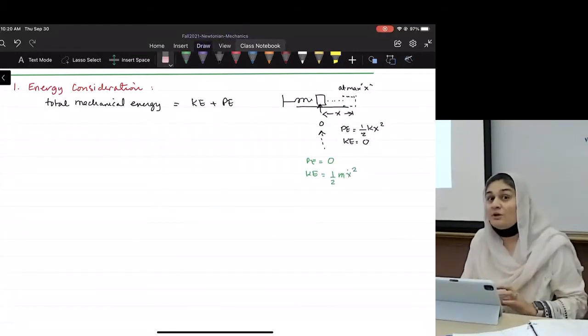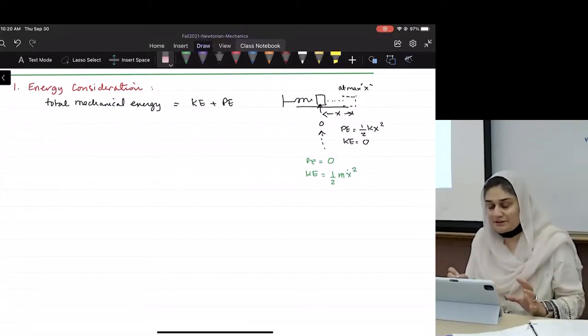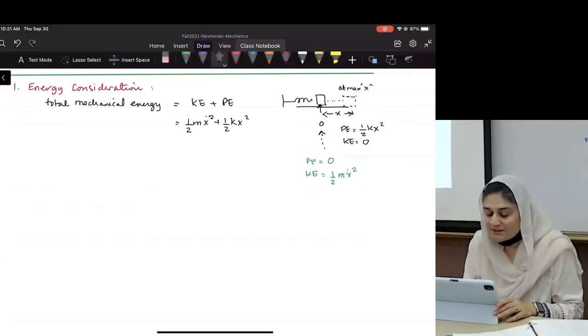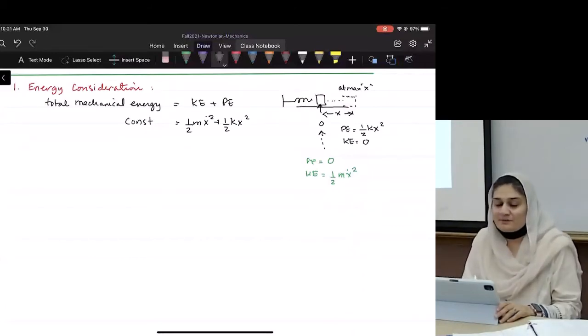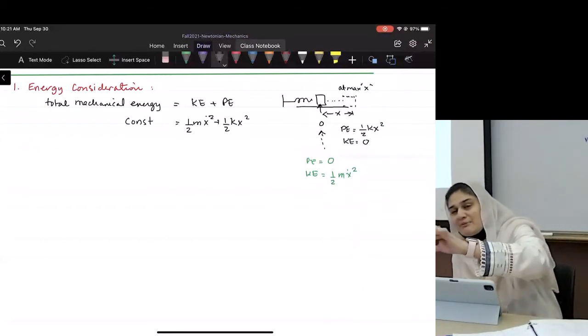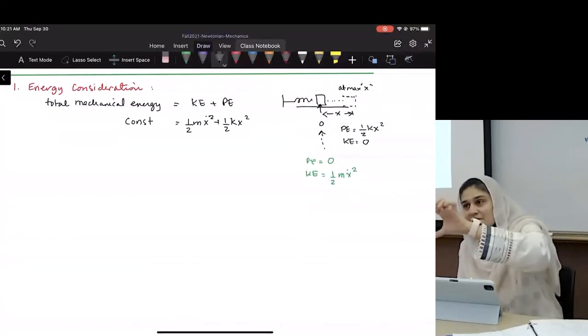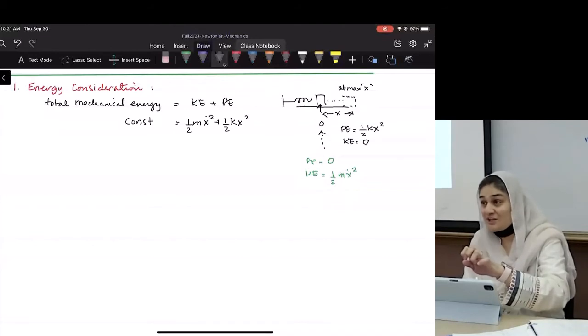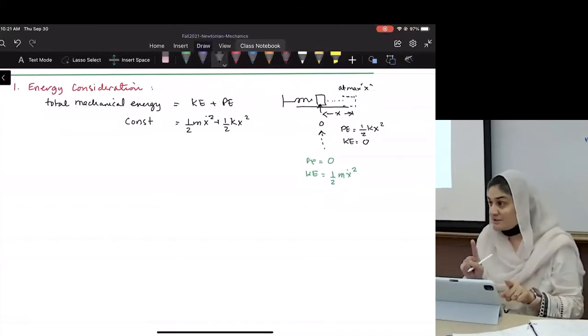Since I'm talking about the total kinetic energy and total potential energy, can I just write this as a sum, and what is the total energy? A constant. Between all of this, it will remain constant. The amount that it loses the kinetic energy is the same amount that it gains potential. Can it have more potential at some points and less potential at others? Yes, but the total energy will remain constant.